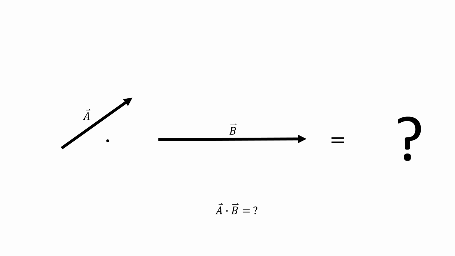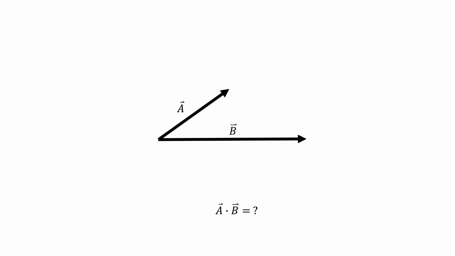To dot together two different vectors, it is easiest to imagine the vectors starting from the same point. Since the dot product concerns vectors pointing in the same direction, we first need to project one vector onto the other. The projection of A onto B is A sub B, and the dot product of A and B will then be the magnitude of A sub B multiplied by the magnitude of B.